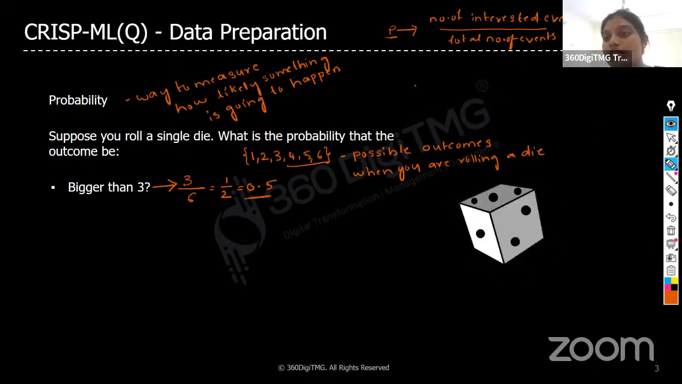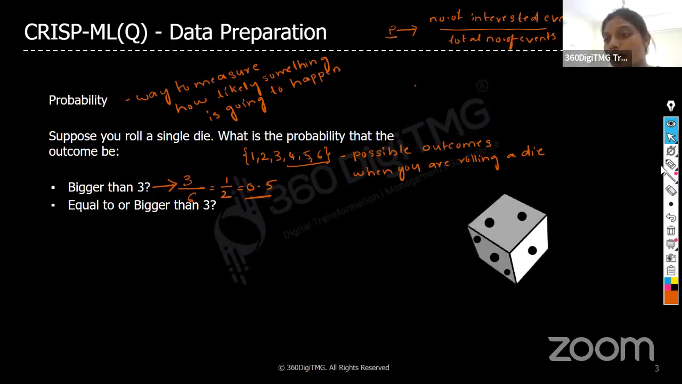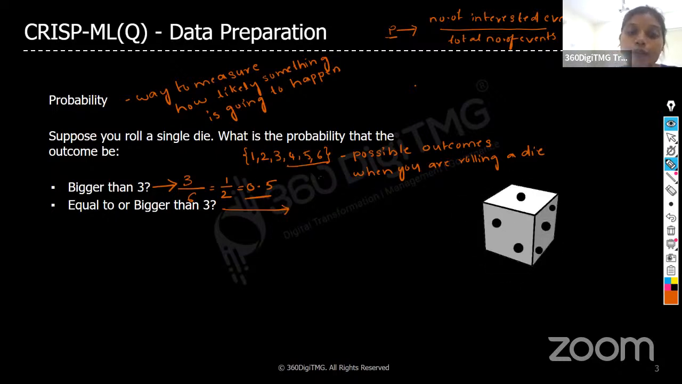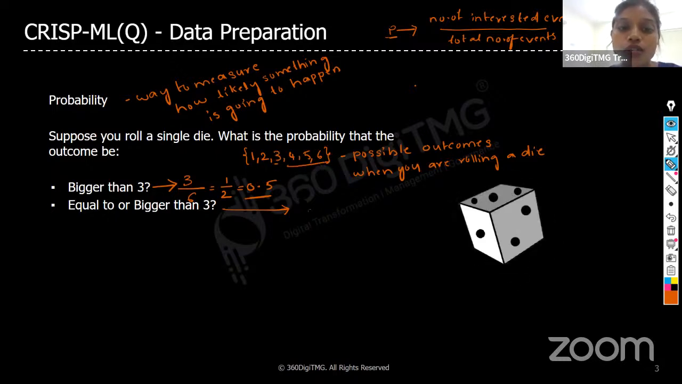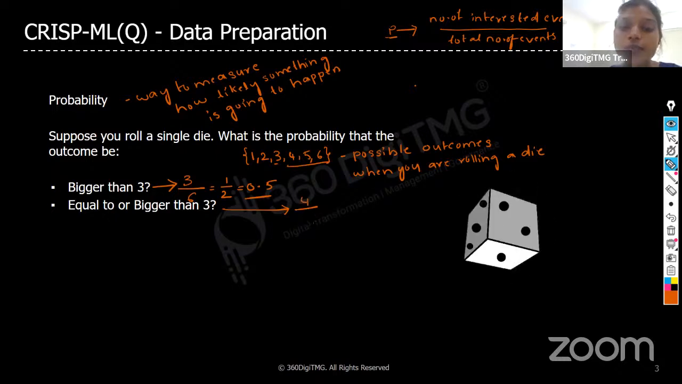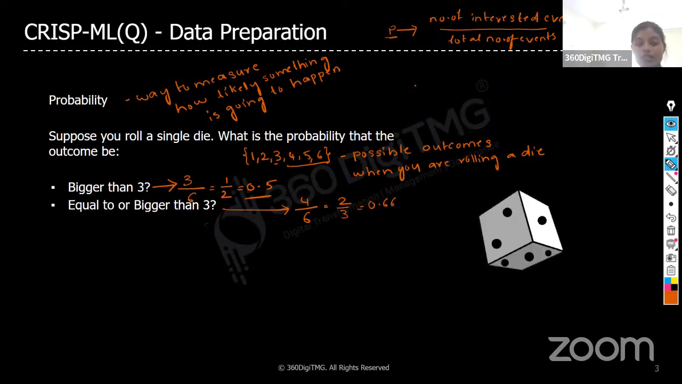Now we will see the second example. What is the second thing given here? When the outcome is equal to or bigger than 3, what is the probability? Equal to 3 will also come into the count. So 3, 4, 5, 6, total 4. So 4 are the interested events and 6 are the total, which is equal to 2 by 3, which is 0.667 or so. This is the second question's probability.